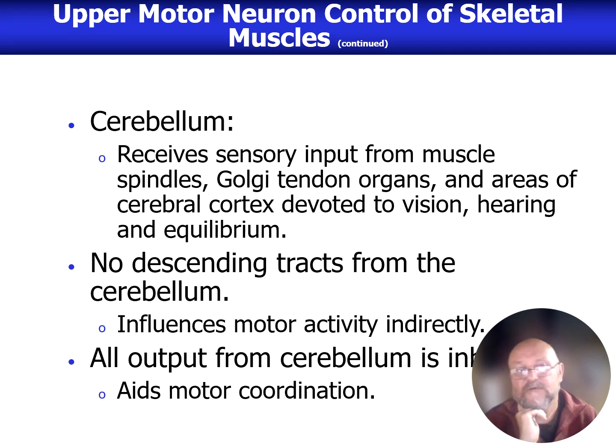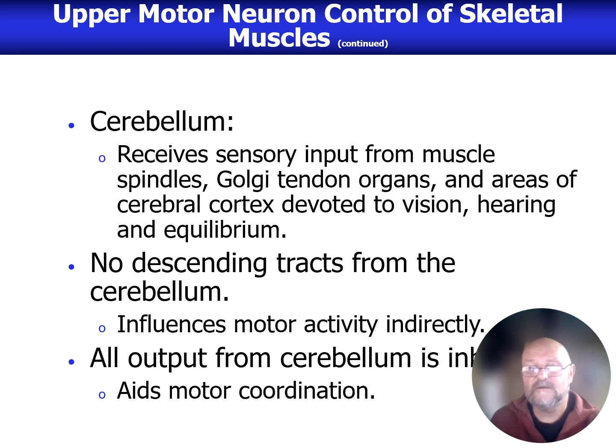So how are we coordinating that? Mainly through the cerebellum, an area of the brain at the back, separated off from the rest of the brain. It's the bump at the occiput area. The cerebellum takes sensory input from the muscle spindles. It takes input from the Golgi tendon organs and areas of the cerebral cortex devoted to vision and equilibrium. So what's that meaning? This is basically describing balance.